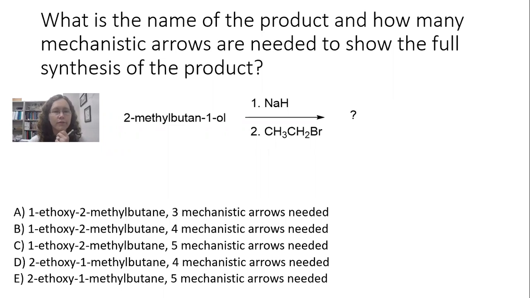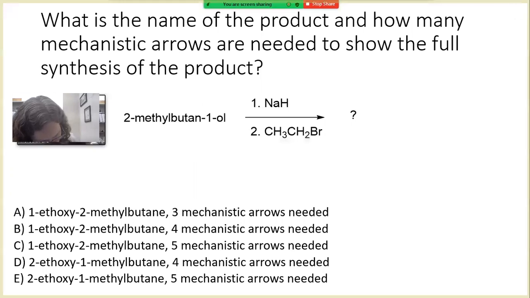Right, so we are starting off with 2-methyl-butane-1-ol. So we have an alcohol starting material. Let's take a look at our reagents. We have NaH, which is strong base, followed by an alkyl halide. So right away, I'm thinking Williamson ether synthesis. So let's go ahead and draw out the mechanism and then look at our product and name it.